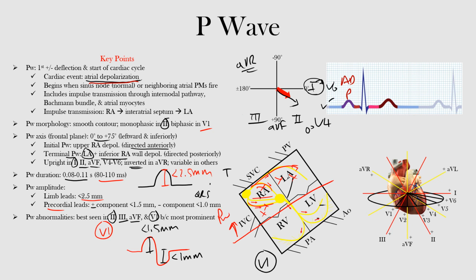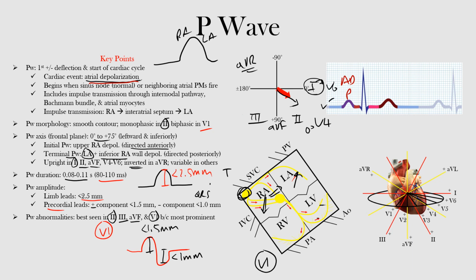And the impulse transmission that we see, notice it's starting from the right atrium and then moving leftwards, okay? So why is that? Because the sinus node is in our right atrium. So the right atrium starts first, and then it heads this way towards our left atrium. So that's the pathway. And that's why we said the initial portion of our P wave represents the right atrium, and the latter portion represents the left atrium.